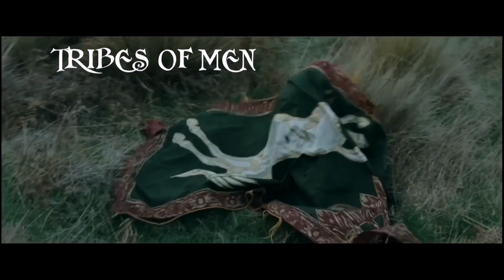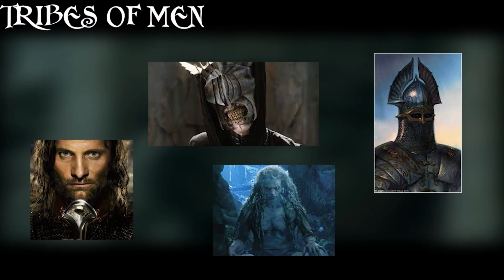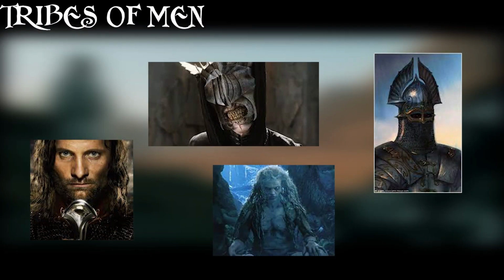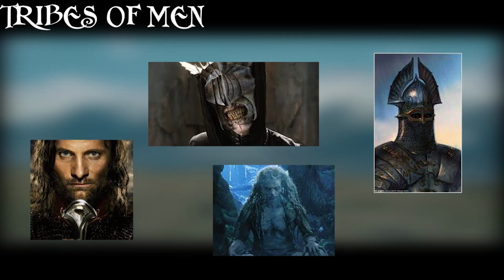Up next, we have Tribes of Men. Men were the kin of the children of Iluvatar, and they are also referred to as the Secondborns by the elves. Seeing as how many of them were the last sentient beings to come into being, they were destined from the start to rule over Middle-earth.